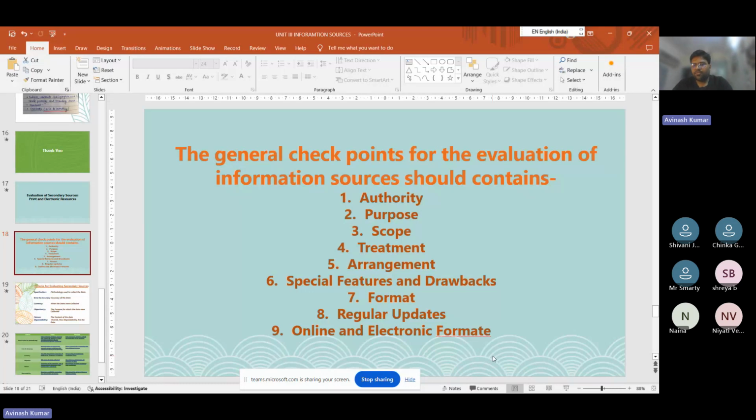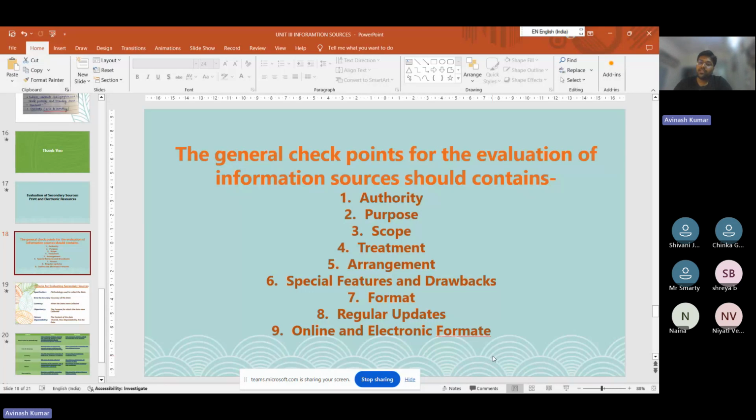Fifth is arrangement. After the treatment of the data, you can arrange it one by one: first which data comes, second, then third, fourth, fifth, like that. Sixth is special features and drawbacks. You can find out the special features of particular data and its drawbacks. Then you can arrange the format, and whatever data you find, you can understand whether it should be updated or not.